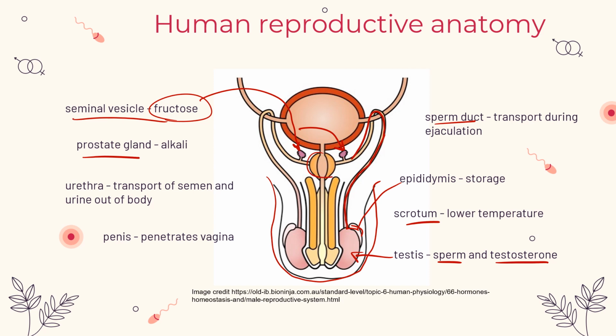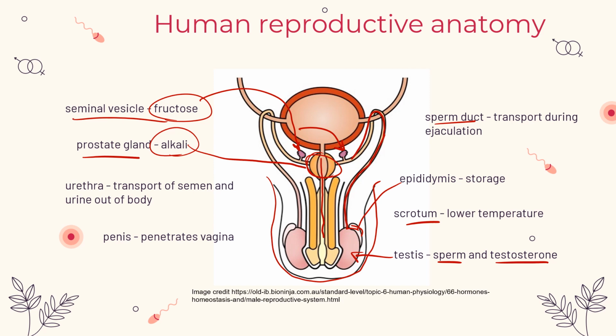The next gland that the sperm are going to pass by is the prostate gland. The prostate gland is going to add an alkali solution so that the sperm are protected from the acidity of the vagina. Then all of this stuff, the semen, is going to pass through the urethra. The urethra is that tube that is going to carry the sperm, the semen, outside of the body during ejaculation.